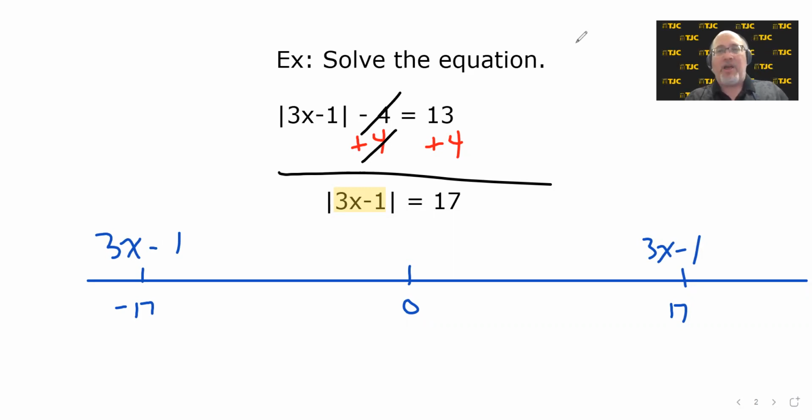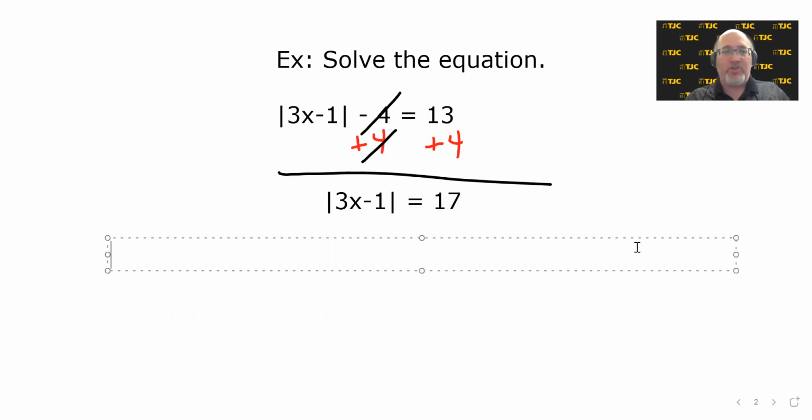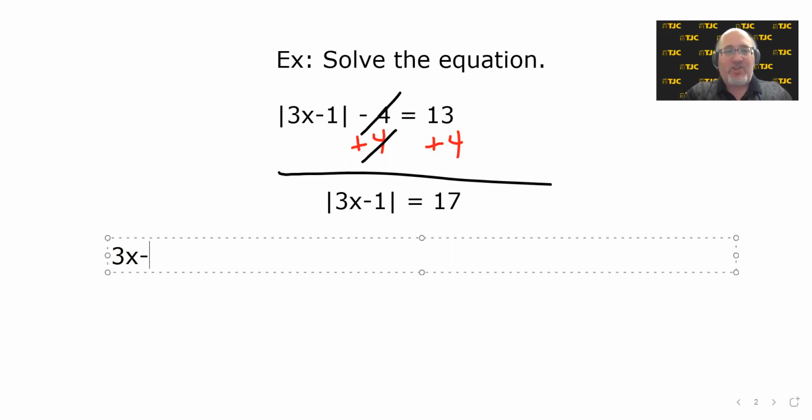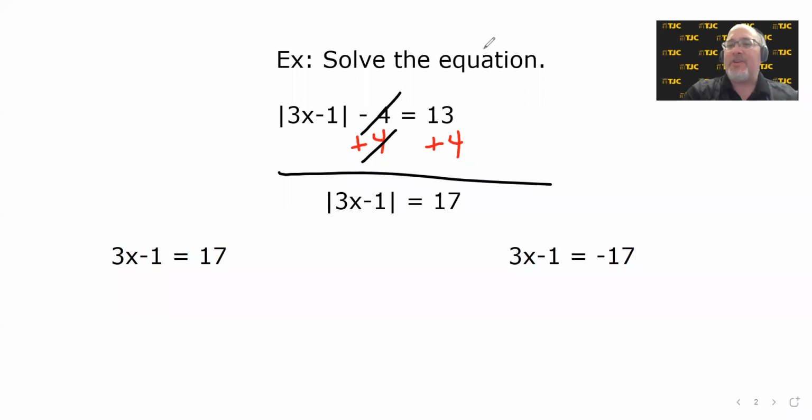You don't have to draw the number line. You actually don't even have to think in distances, but it justifies the next move in solving a basic absolute value equation. That next move is to rewrite this one absolute value equation as two equations. Put the expression equal to the number and put the expression equal to the negative of the number, giving us two simple linear equations, 3x minus 1 equals 17 and 3x minus 1 equals negative 17. We can solve both of them using the same moves.